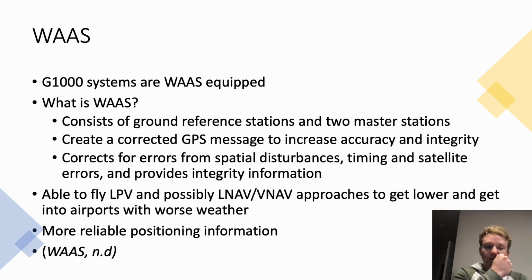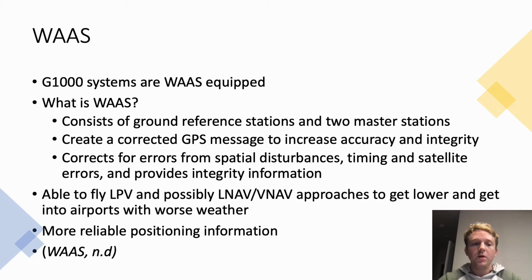So I was going to start off with WAAS as well. WAAS is part of the GPS capability. It means Wide Area Augmentation System. G1000 systems are WAAS equipped. So what is WAAS? WAAS consists of the satellites that make up basic GPS, but it also integrates ground reference stations and then two master stations.